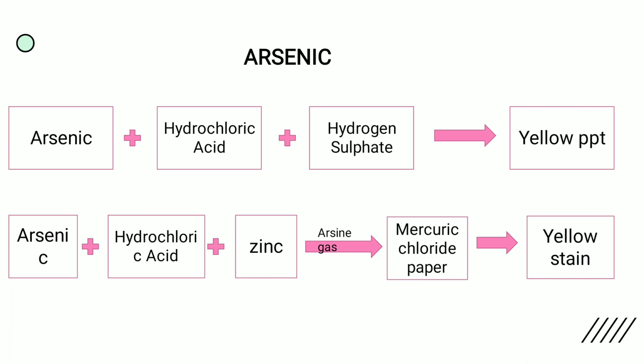So how will we prepare the mercuric chloride paper? We take some filter paper, dip it in mercuric chloride solution, and then dry it. There is a coating of mercuric chloride on the filter paper. That paper is used for the test: it is placed on the test tube which evolves the arsine gas, and the paper turns a yellow stain. That indicates the presence of arsenic impurity. Again, in the first test, arsenic reacts with hydrochloric acid and hydrogen sulfide. There is a yellow precipitate.